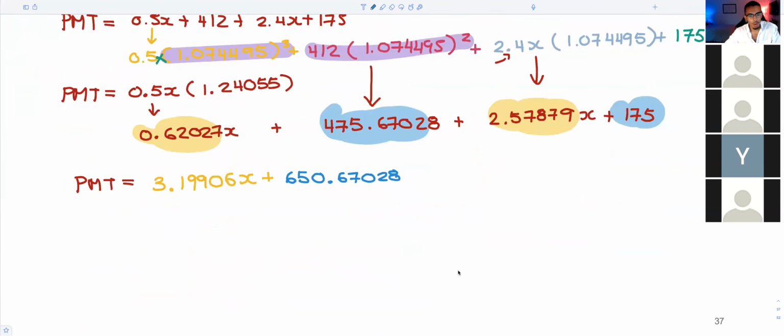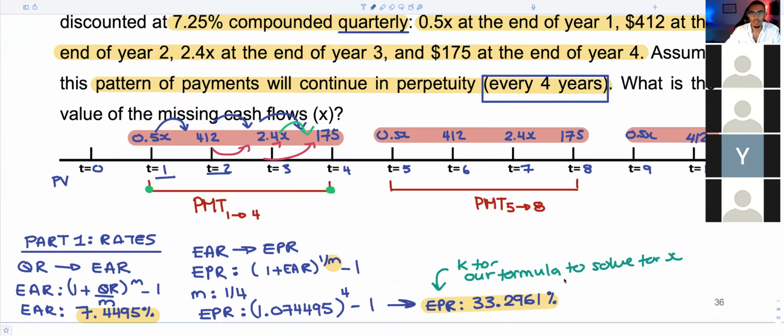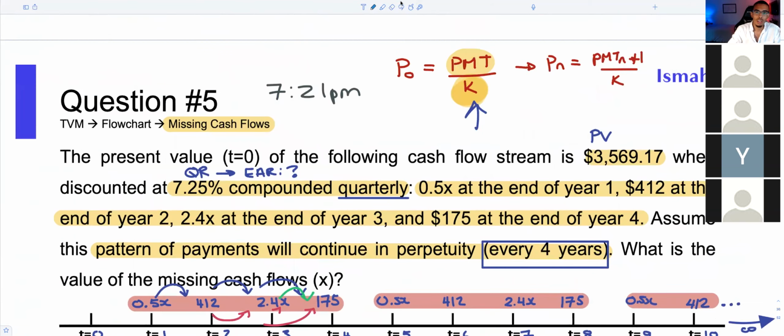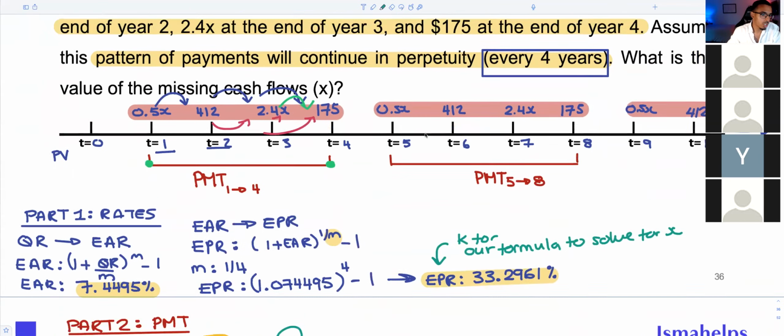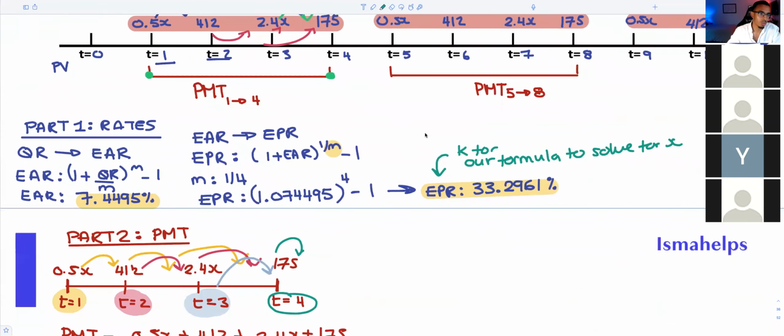Okay, so now if we go all the way back up, we have all the pieces. Yeah, no worries. We have all the pieces that we need to solve for our missing cash flows. But before we do that, we're going to explain the rates really quickly. So we're going to do as usual. I'm going to highlight some stuff in green, and you're going to tell me if yes, you understand, or no, you don't understand.